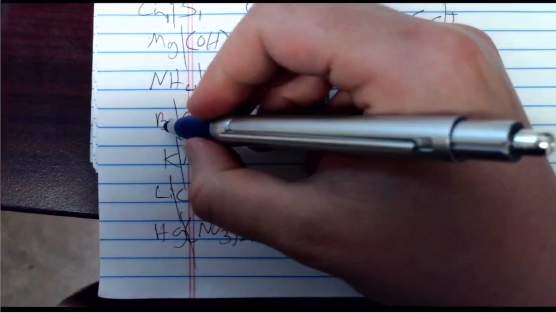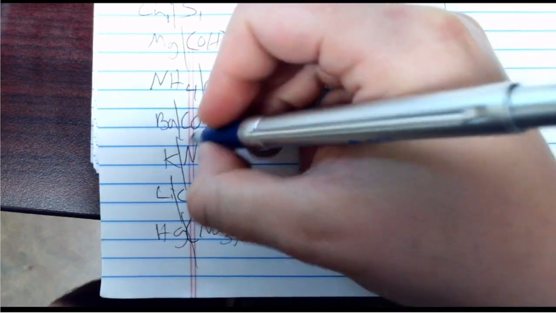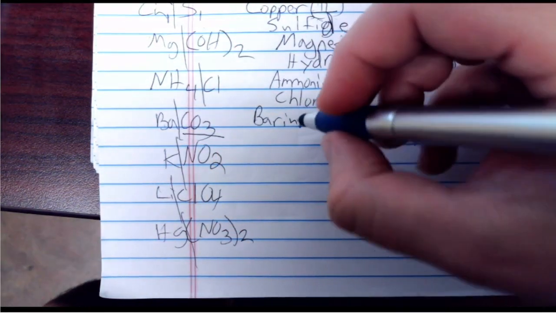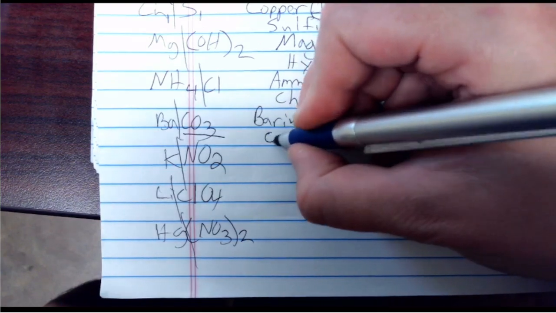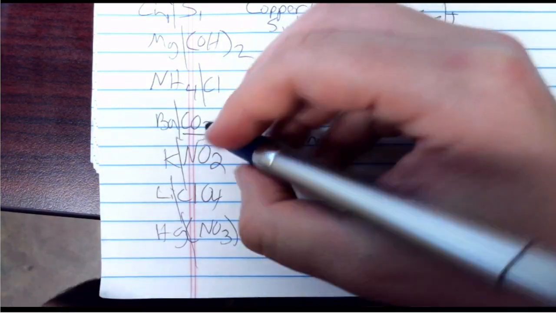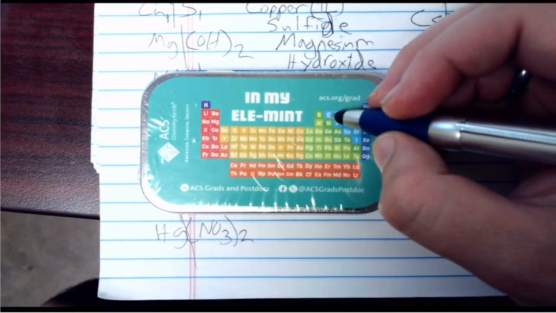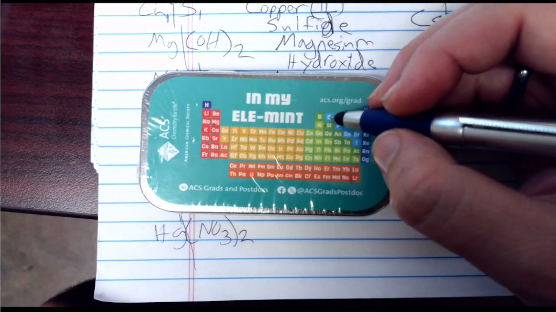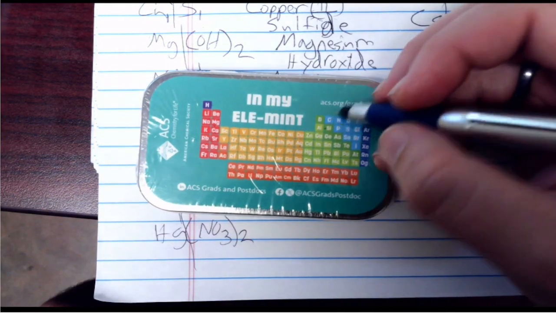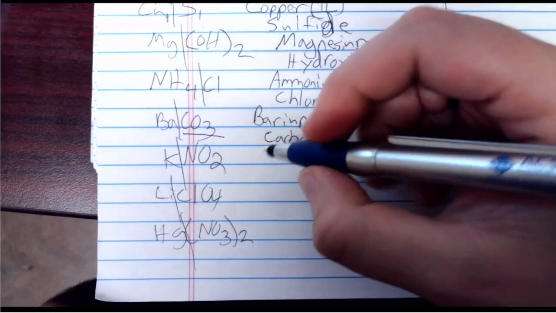Ba is group 2, so barium. CO3. It's not a carbonite. It's a carbonate. Why? Because carbon is on row 2. Row 2 has a max of 3 oxygens. So carbonate is the upper limit. Same thing here.